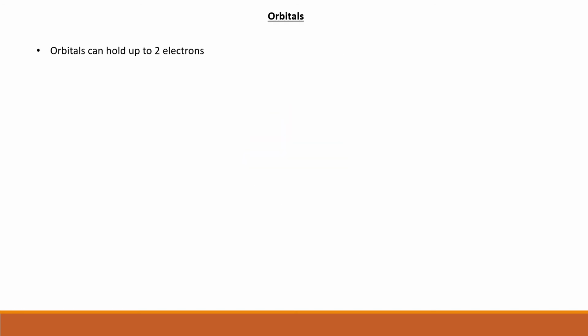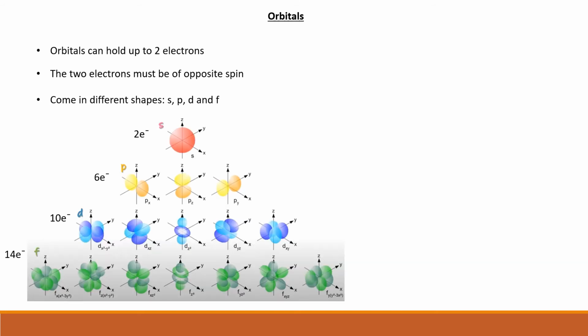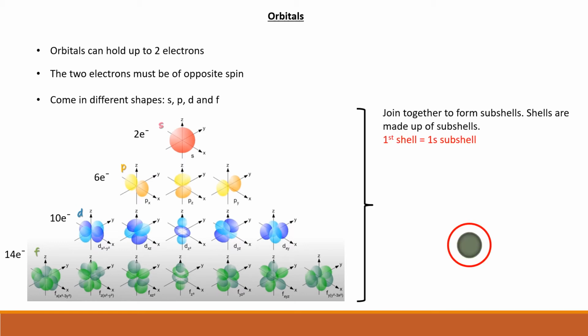Now to orbitals. Orbitals can hold up to 2 electrons, and they spin in opposition to each other in these orbitals, which come in different shapes. These are called s, p, d and f. So these join together to form a subshell, and this is what makes a shell.